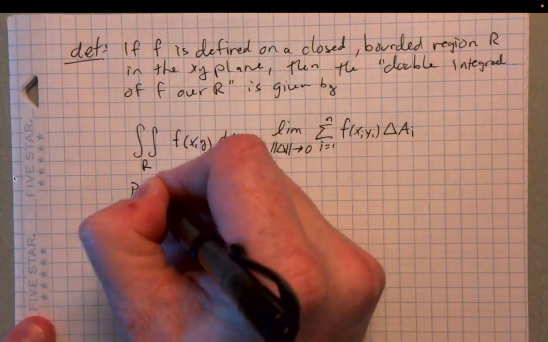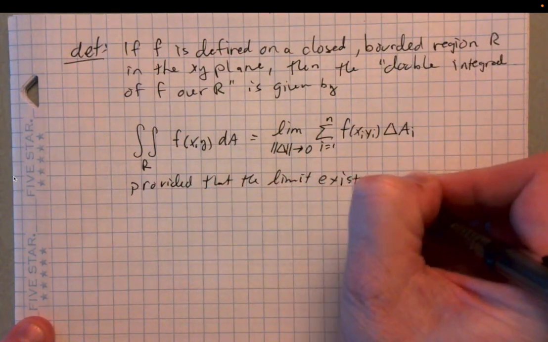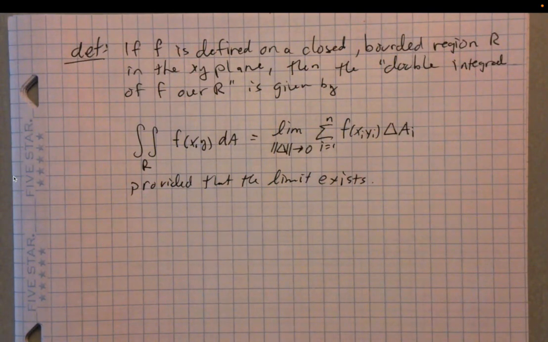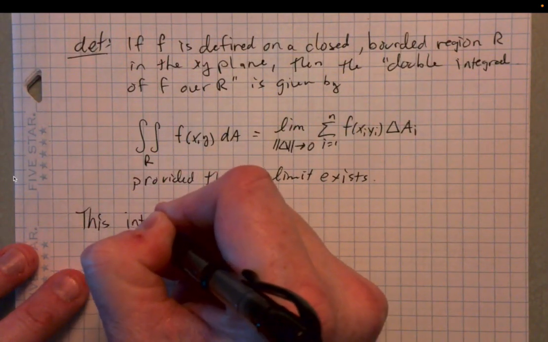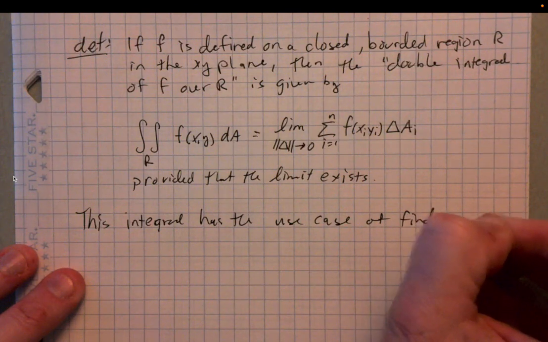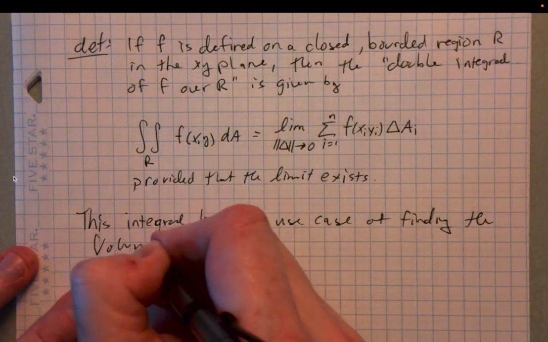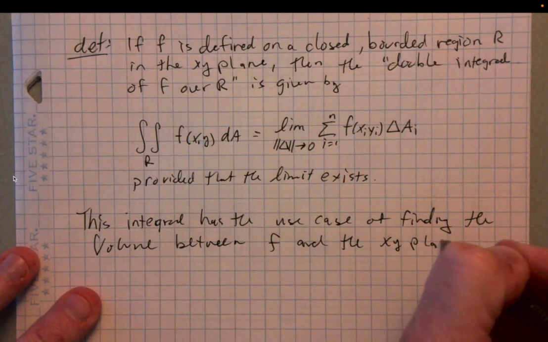Right, and this is, of course, all provided that the limit exists naturally. If that limit doesn't exist, then the double integral can't be calculated. Okay, it does not exist. And so, as we've seen, this double integral has as its basis the use case of finding the volume of a 3D region under a surface and above the xy plane. Okay. This integral has the use case of finding the volume between f and the xy plane. Okay, perfect.